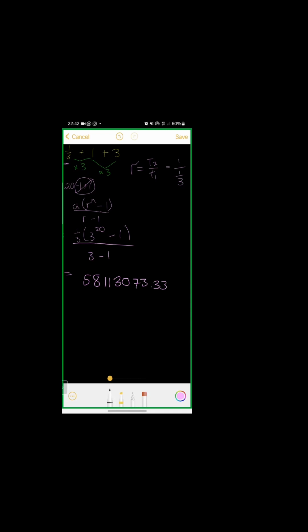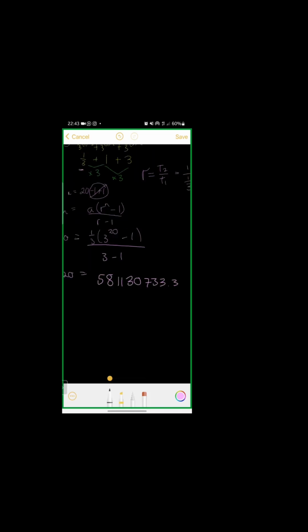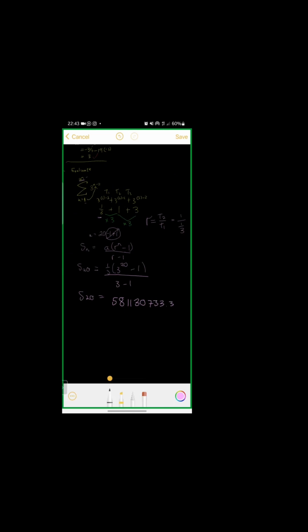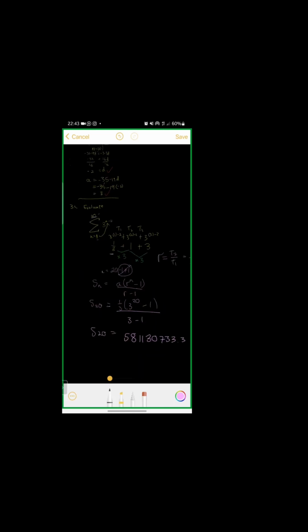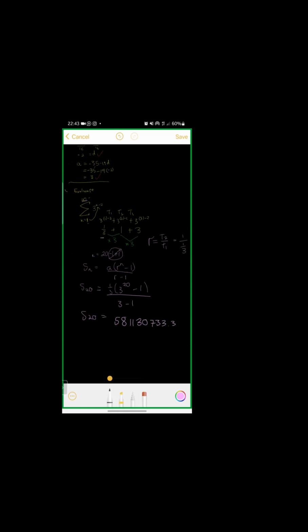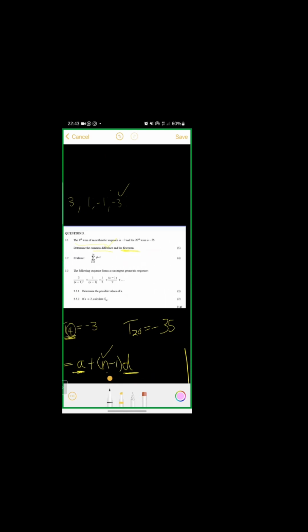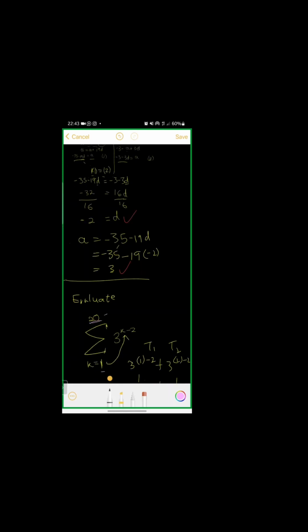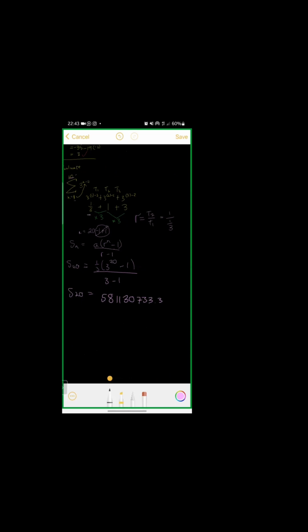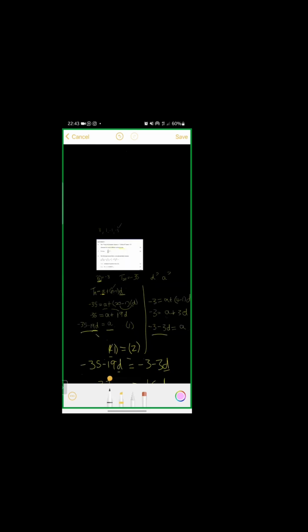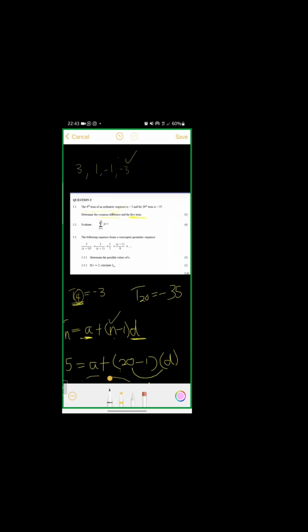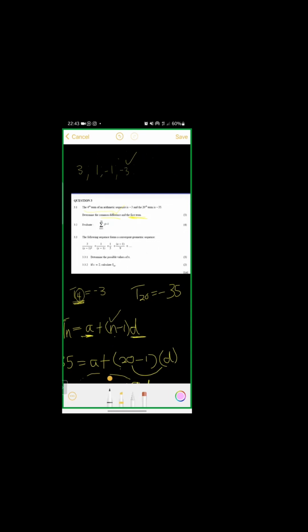733.3. Yes, 733.3. So this is what we have. So we all agree that we understand this approach and how we approached this question? For this answer, there's no rounding off or whatnot. You just write it as it is. Okay. If we are all clear, then yeah, they gave us this.